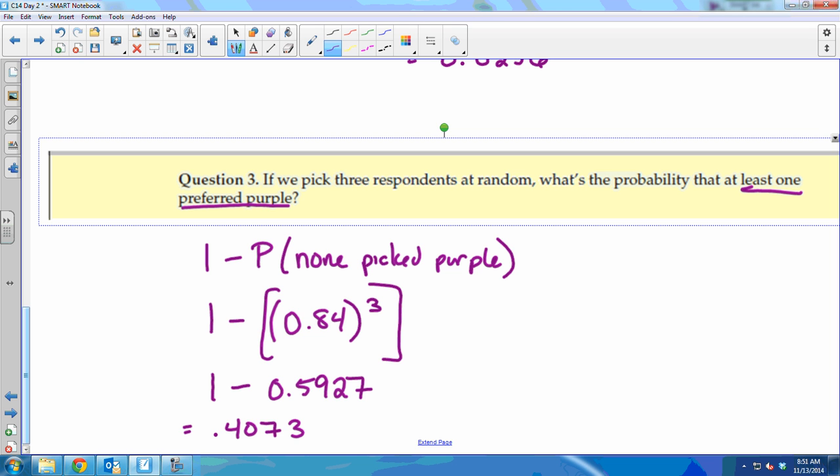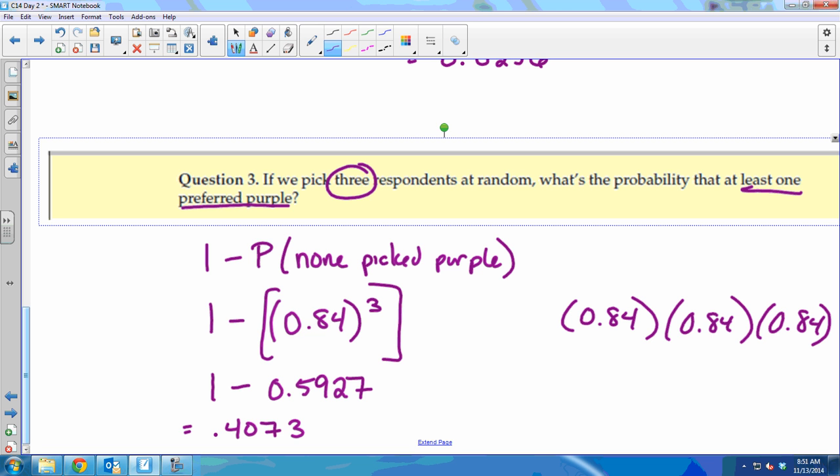It was talking about 3 respondents, so I could have just written out respondent 1 didn't pick purple, respondent 2 didn't pick purple, and respondent 3 didn't pick purple, but I got lazy. So I put a third power. Other questions before we move on?